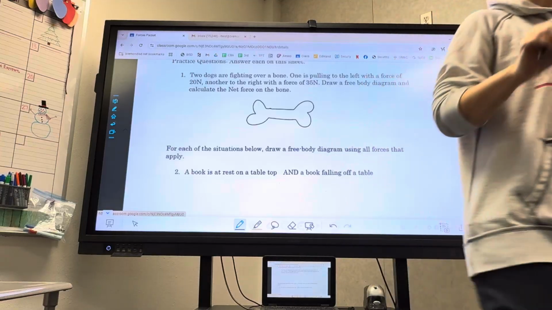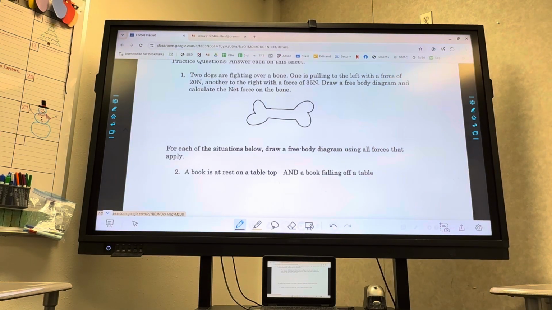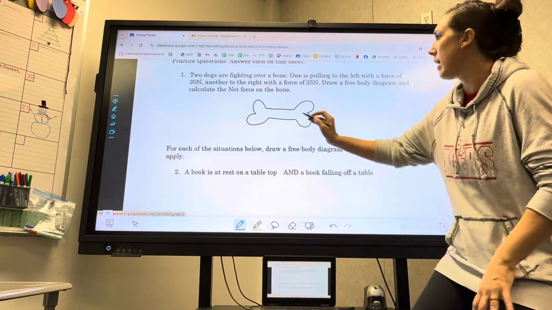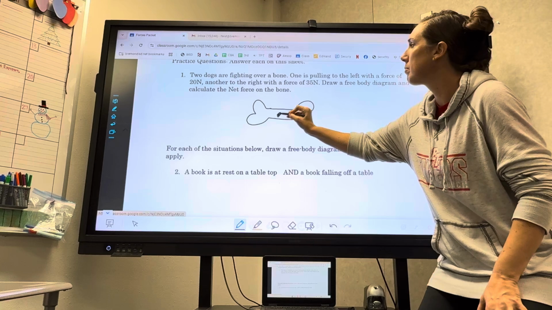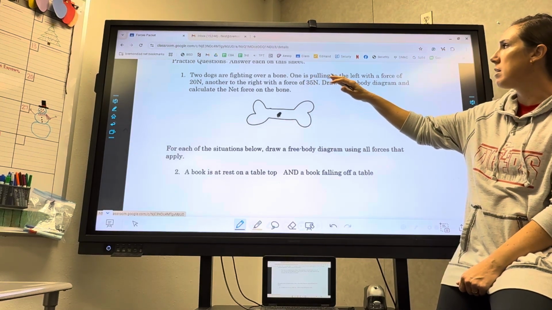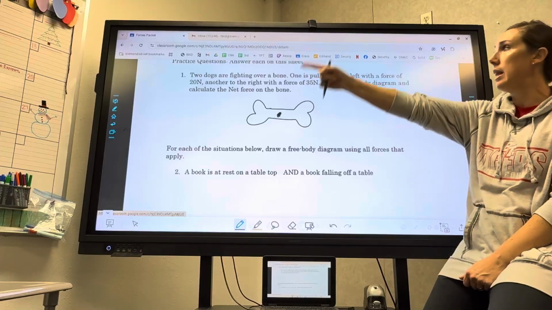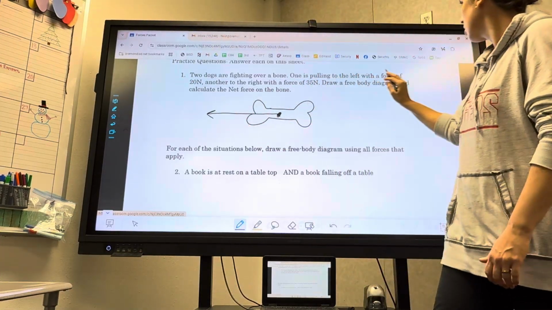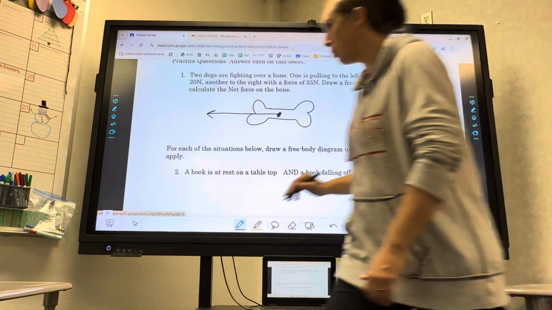Now remember, our free body diagram is our picture pulled out from what's going on. Do we have to draw the dogs? No, we're only concentrating on one thing. If it helps you to draw the dogs, okay, but you only have to draw that one item. Okay, put my center circle. Two dogs are fighting over a bone. One is pulling to the left, with a force of 20 newtons.